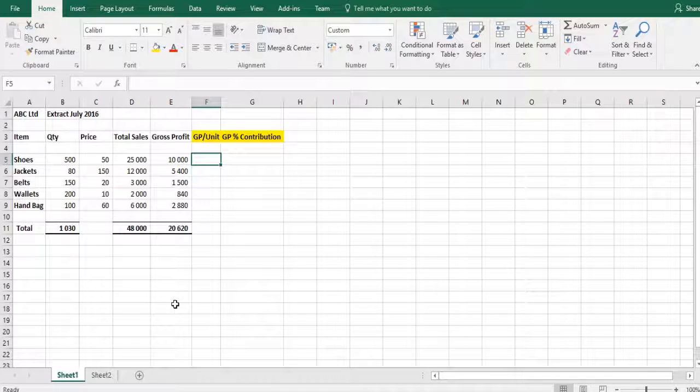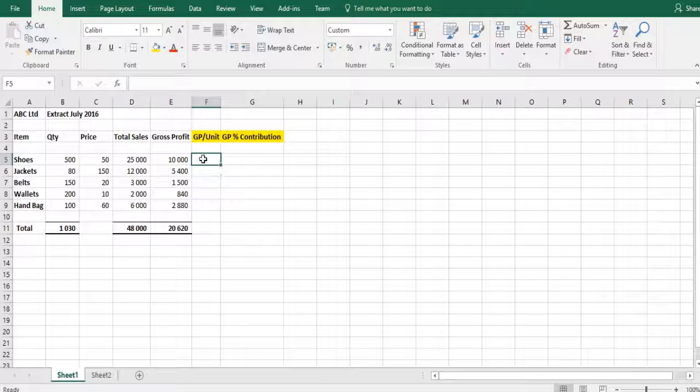Good day everyone. Today we are going to look at referencing in Excel. There are basically two types of cell referencing, relative referencing and absolute referencing. With relative referencing, the reference changes based on the relative position of the rows and columns.